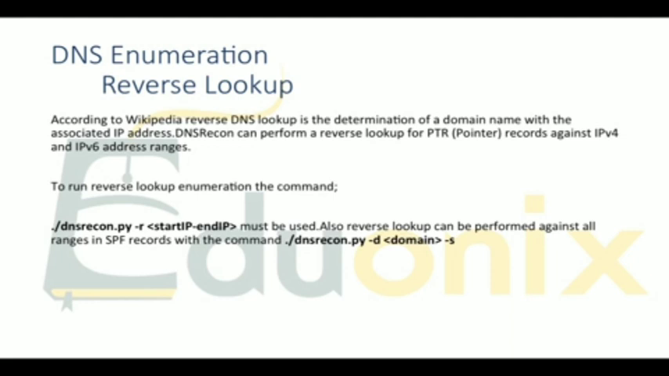DNSRecon can perform a reverse lookup for PTR, or pointer records, against IPv4 as well as IPv6 ranges. And the syntax is below. You have to run dnsrecon.py -r start IP - end IP address of the range. Also, reverse lookup can be performed against all ranges in SPF records as well, with the following command.